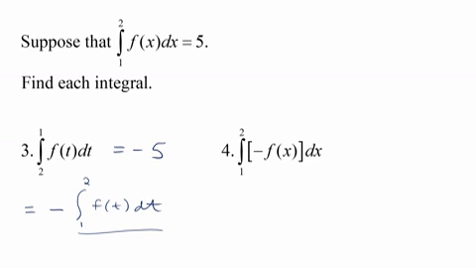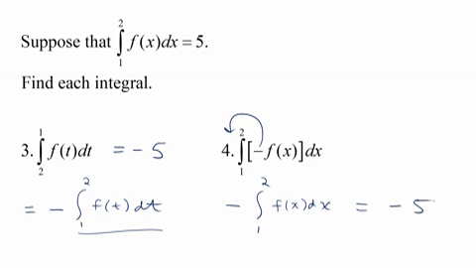Number 4, the definite integral from 1 to 2 of negative f of x dx. Again, we could use our constant rule and think of the constant being negative 1. We can pull this negative sign out in front. So the answer would equal the opposite of the definite integral from 1 to 2 of f of x dx, and this gives us negative 5.